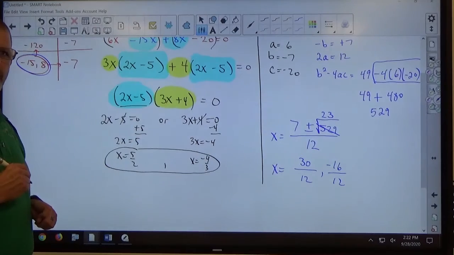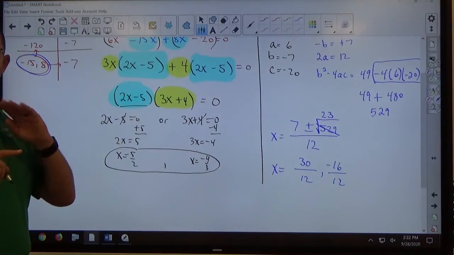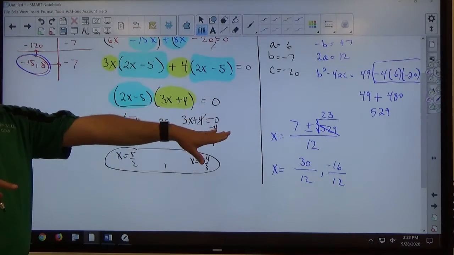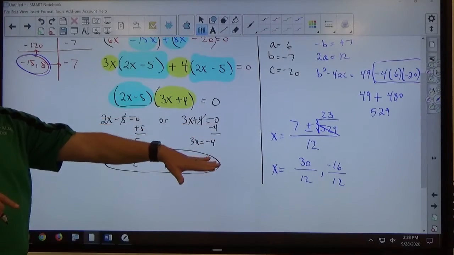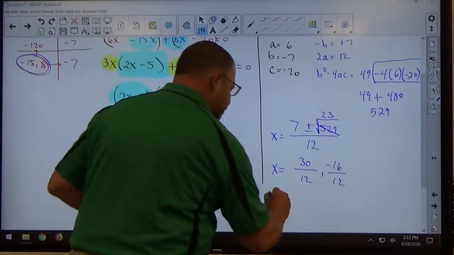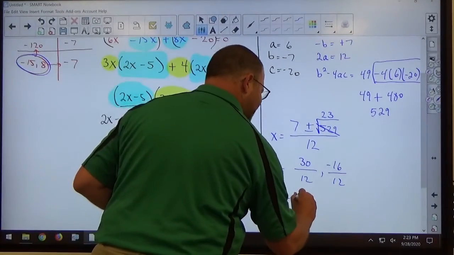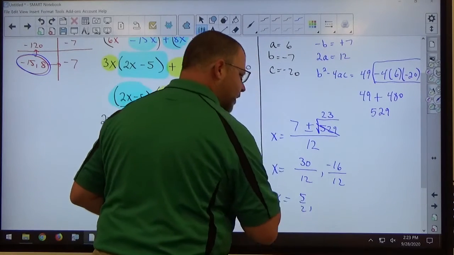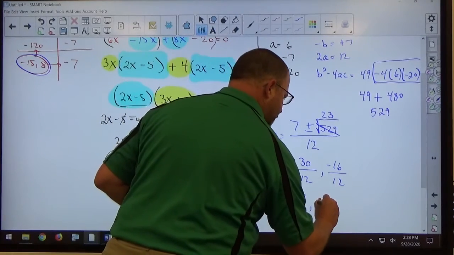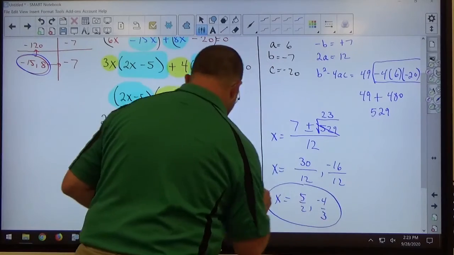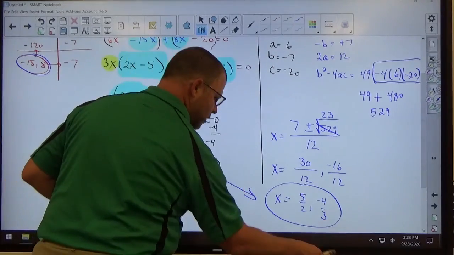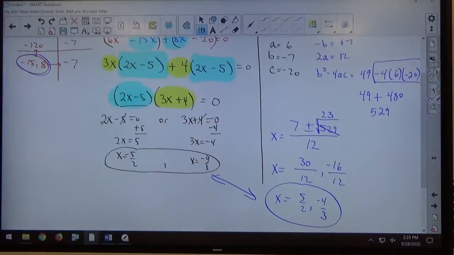All right? So when you do get an exact perfect square like that, where the square root evaluates to an exact integer, I'm expecting you to get simplified answers like this. And then finally, notice 30 over 12 reduces by 6 down to 5 over 2. Negative 16 over 12 reduces by 4 down to negative 4/3. The exact same answers. Both techniques work. Both techniques get you the right answer all the way down to the most simplified form. Okay.